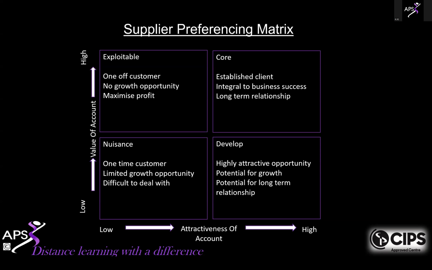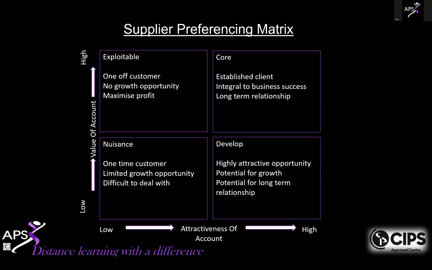This snippet is about the supplier preferencing matrix. This matrix comprises two axes. The horizontal axis is about the attractiveness of the account from low to high, and the vertical axis is about the value of the account from low to high.